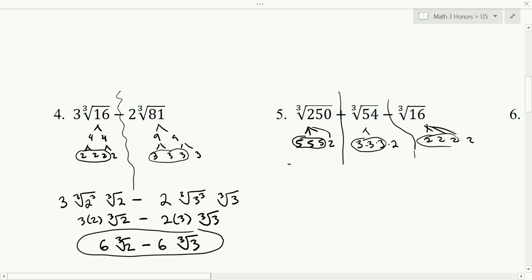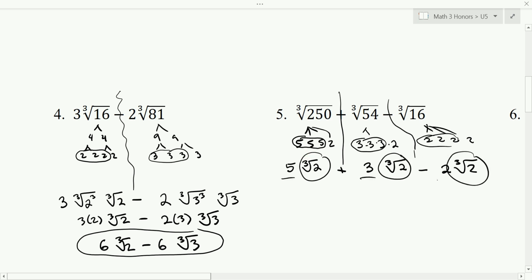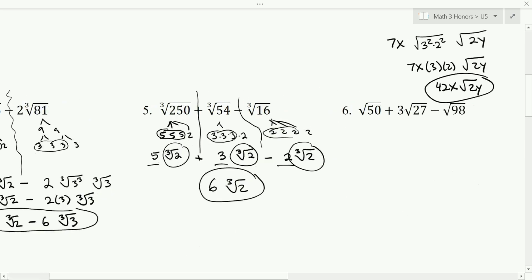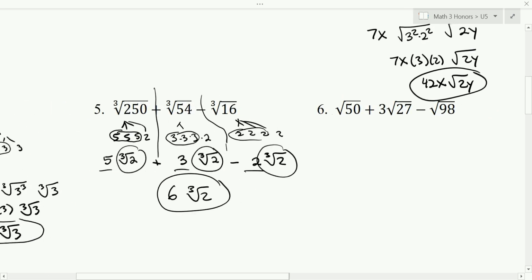And so here we're going to get 5 cube root 2 plus 3 cube root 2 minus 2 cube root 2. And now they're all cube root 2s. So all these match. So then we just work with the coefficients. So 5 plus 3 minus 2 is 6 cube root 2, which gives us our answer. Okay. All right. Try another one.